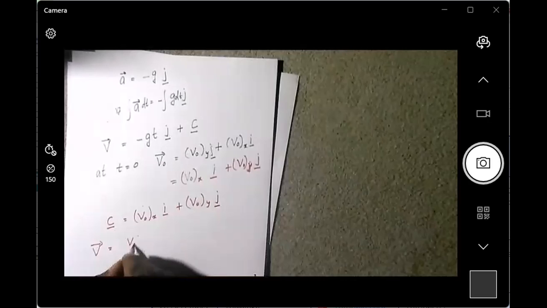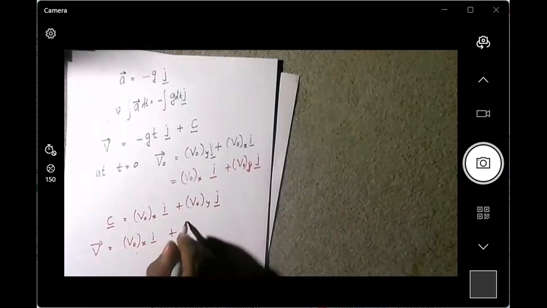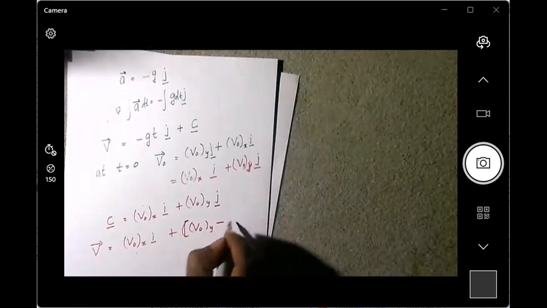So the velocity is v naught x i plus v naught y minus g t, in j.